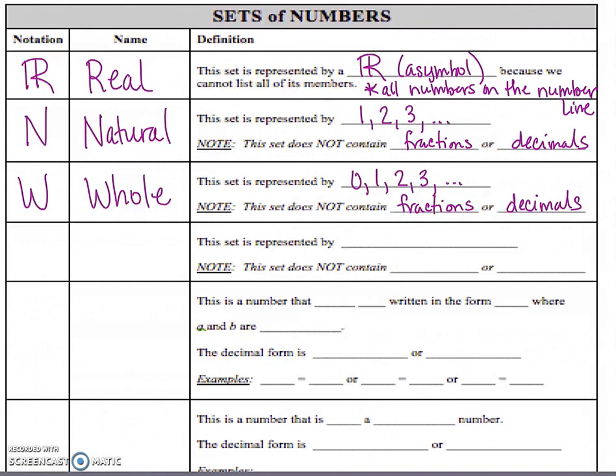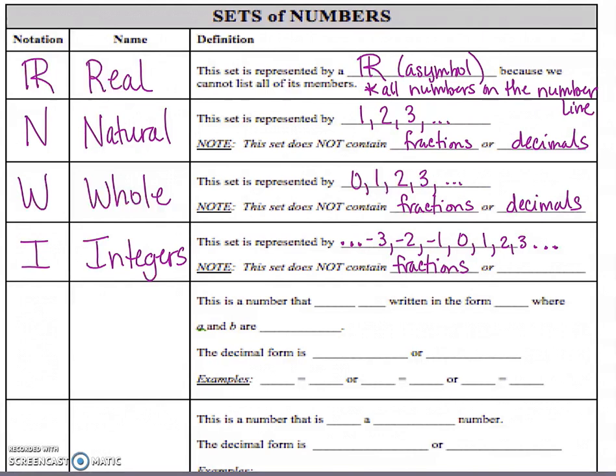The next number set is the set of integers. We are going to denote integers with a capital I. So the integers are basically the whole numbers, but with positives and negatives. So we've got -3, -2, -1, 0, 1, 2, 3, and we've got that ... going in both directions, showing that it continues into the negatives and into the positives. But this set still does not contain any fractions or any decimals.